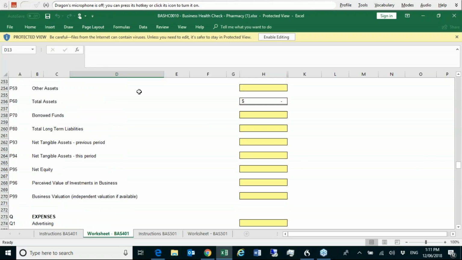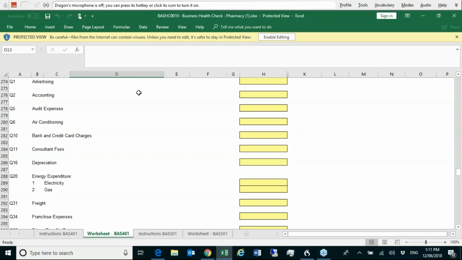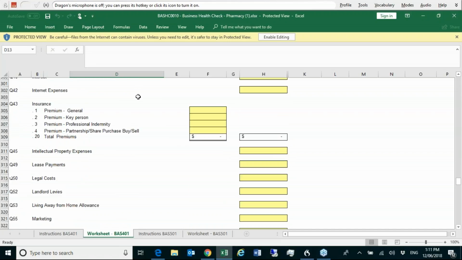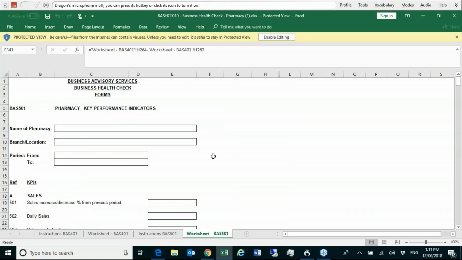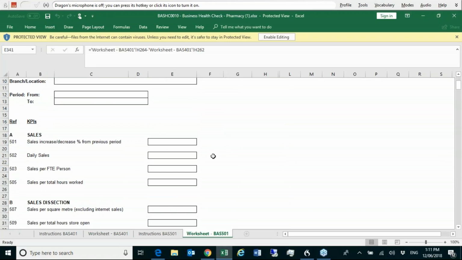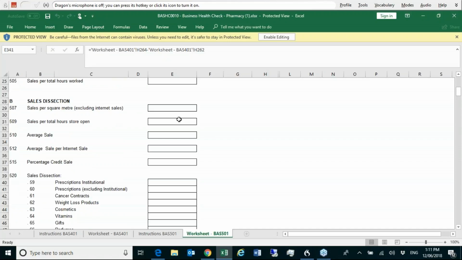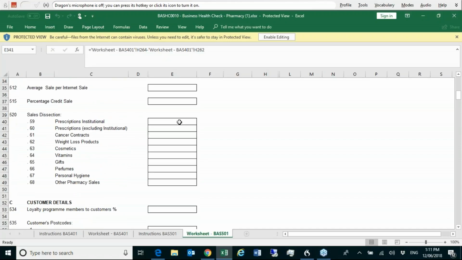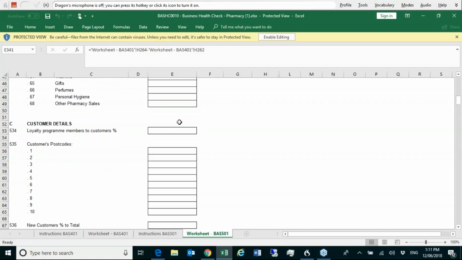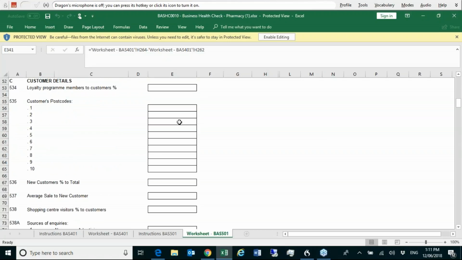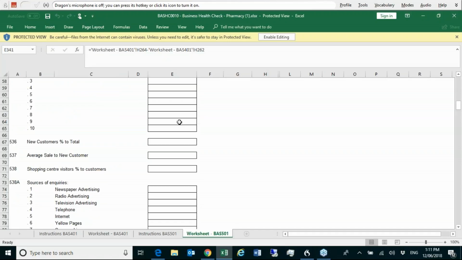So that's the form where you complete the data, or the client supplies you the data. And then I'm just going to flick through now to the 501, which is the final report. So the report will then produce information like sales increased or decreased by whatever percentage from the previous month, the daily sales, sales per FTE person, and so on. So it's gone through and done these various calculations that you can then use to be supplying real services to your clients.